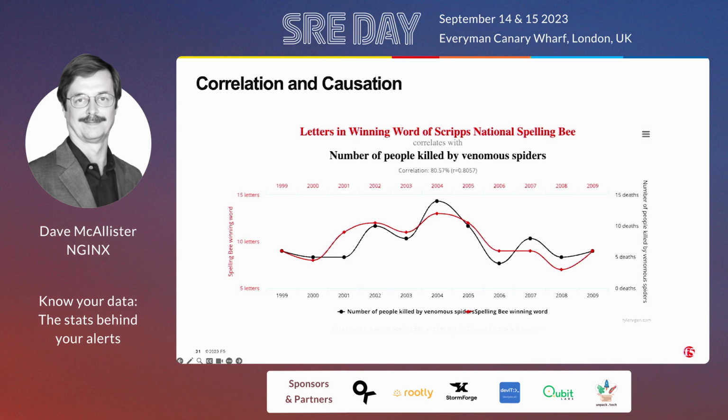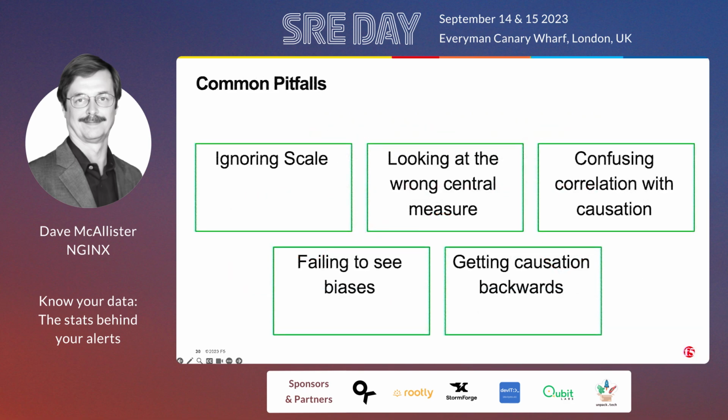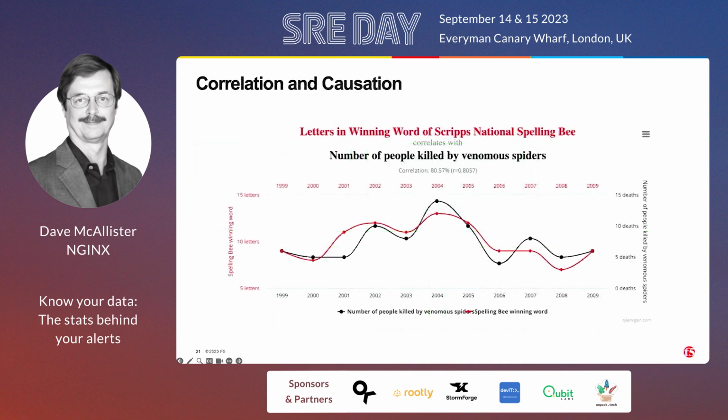For instance, that last bullet I talked about, getting causation backwards. The common example for this is we know that there is a correlation between people drinking heavily and depression. But what is what? Does drinking cause depression, or does depression cause drinking? Well, y'all are all SREs. You're here at an SRE conference. We all know that end users cause depression and drinking. So keep that in mind.